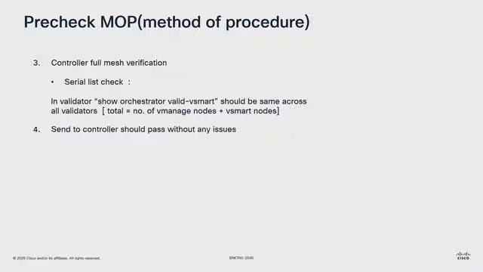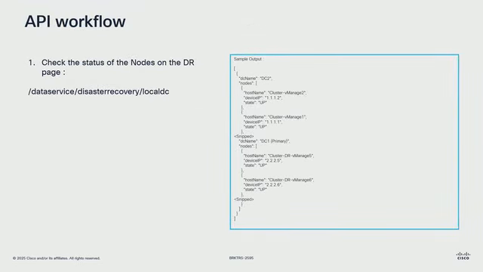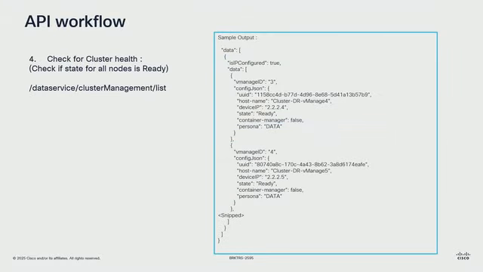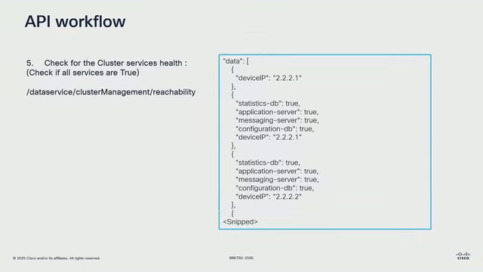So I started figuring out the APIs for these, and I could figure out, in order to see the local DC, /data service, disaster recovery, local DC. Again, for checking if it is a success or not on the GUI, you need to get into /disaster recovery details. The DR status will tell you which is the primary, which is the secondary. The cluster management list will tell you if all the SD-WAN Manager nodes are in a ready state, and cluster management reachability will tell you if all those containers that are running inside these particular SD-WAN Manager nodes are in a reachable state or not.